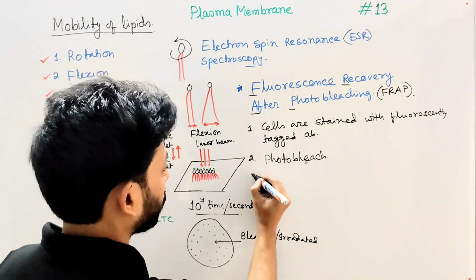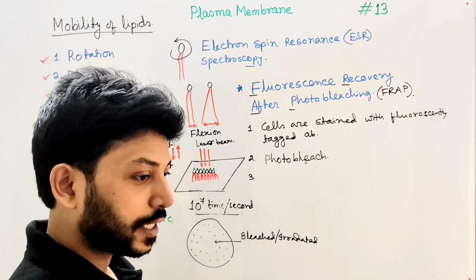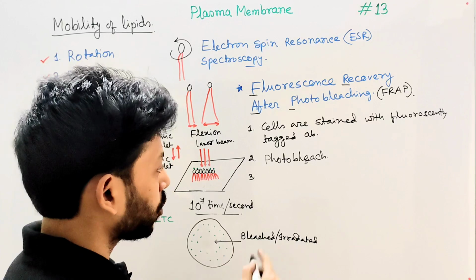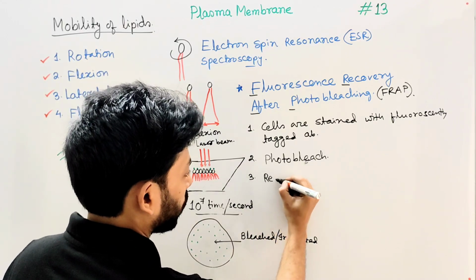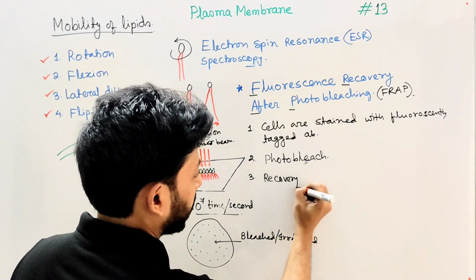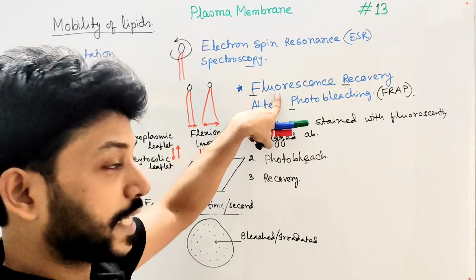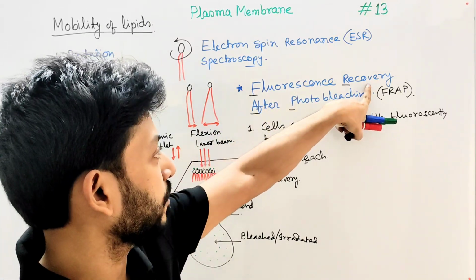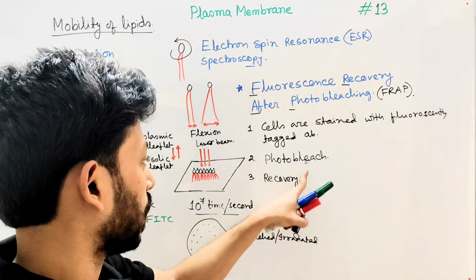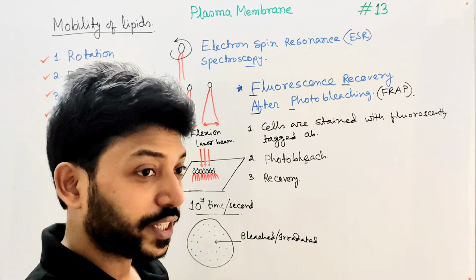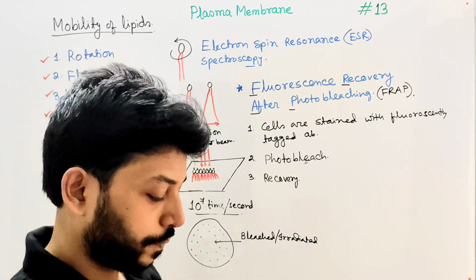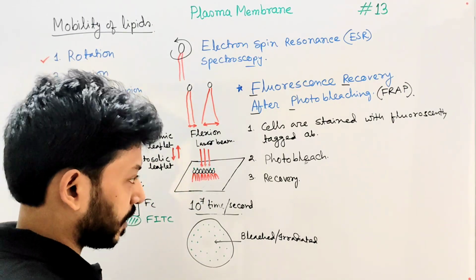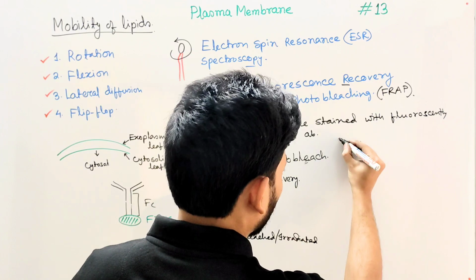Now the third step of this technique is we will give some time to the cell to recover the fluorescence. So recovery time will be given. That's why this technique is called fluorescence recovery after photobleaching. After photobleaching we will see whether recovery occurs or not. So let's see graphically how it looks.